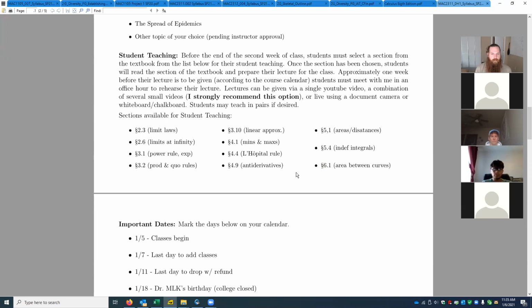These are all topics, sections I would be comfortable with you guys teaching. So please pick one of these, or if there is another section that you really want to teach that isn't listed here, again, let me know and I'll take a look.